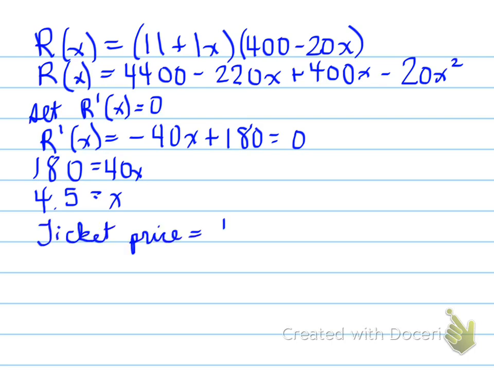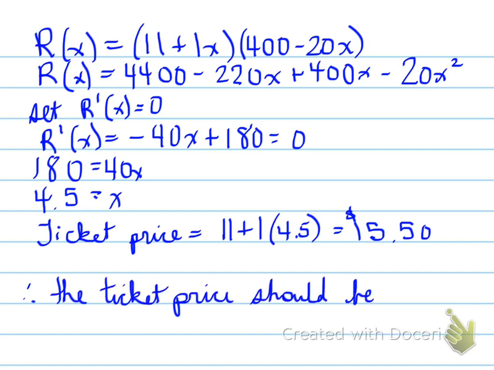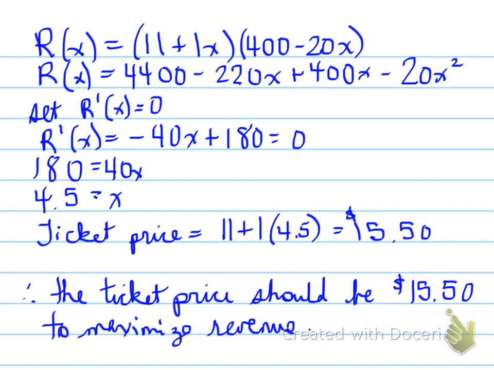Well, what does this mean? Well, the ticket price is going to be 11 plus 1 times 4.5. Could you have 4.5 raises? Well, folks, we're talking about $1 raises, so of course you could, because you could raise it by $4.50. When you raise it by $4.50, you get $15.50. So therefore, the ticket price should be $15.50 to maximize revenue.